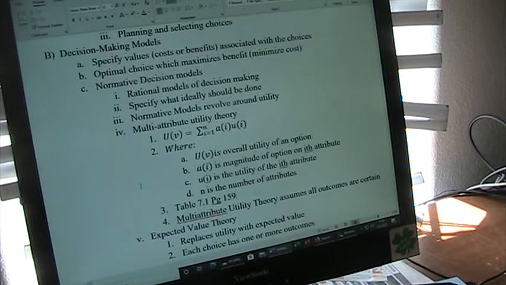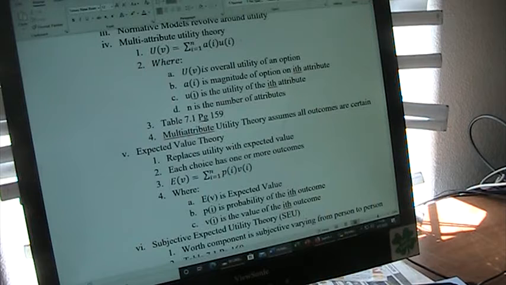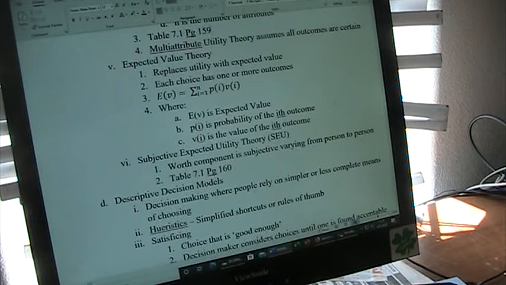Now, one possible flaw: multi-attribute utility theory assumes that outcomes are certain. And of course, we know in life, outcomes are not necessarily certain. The next theory that we're going to look at is expected value theory. And expected value theory replaces utility with expected value.